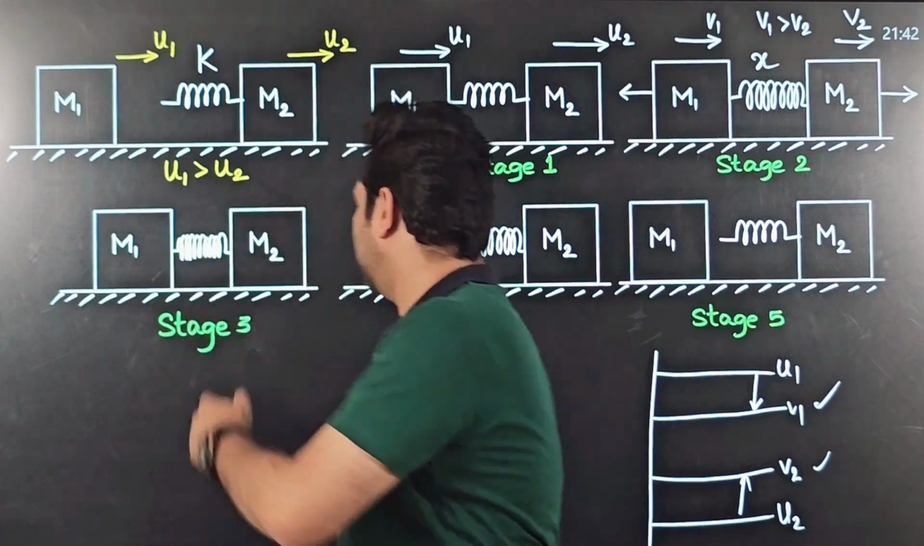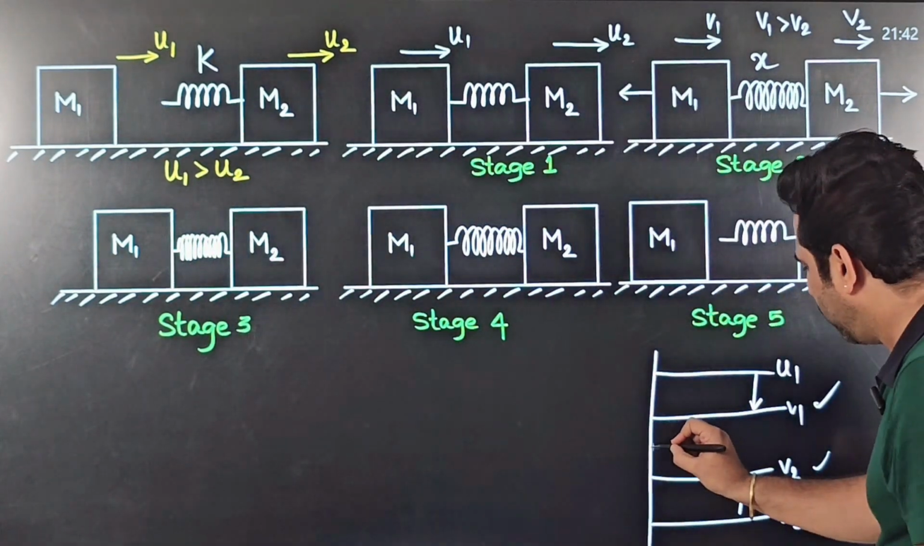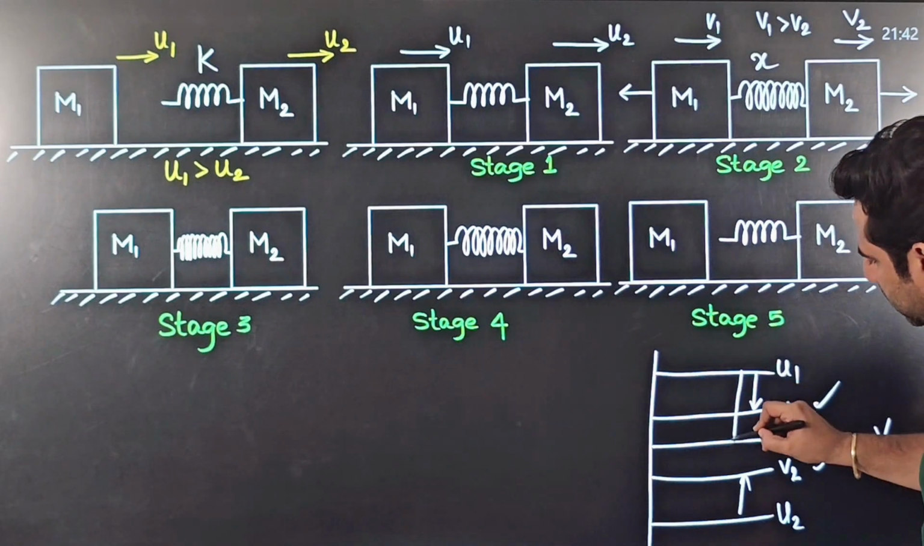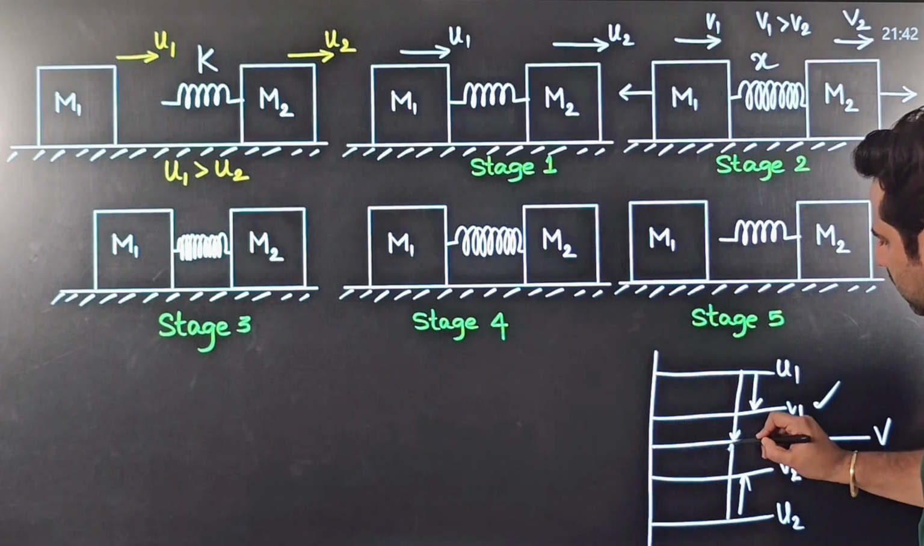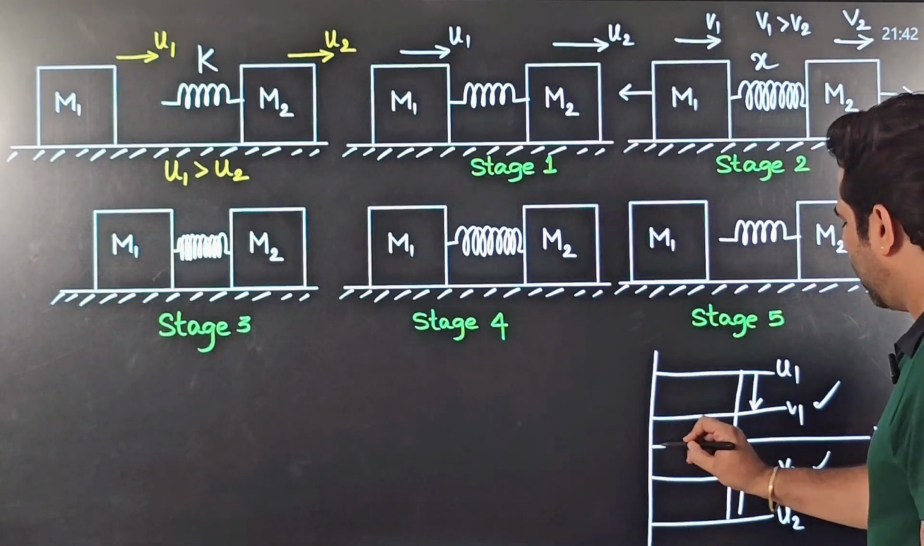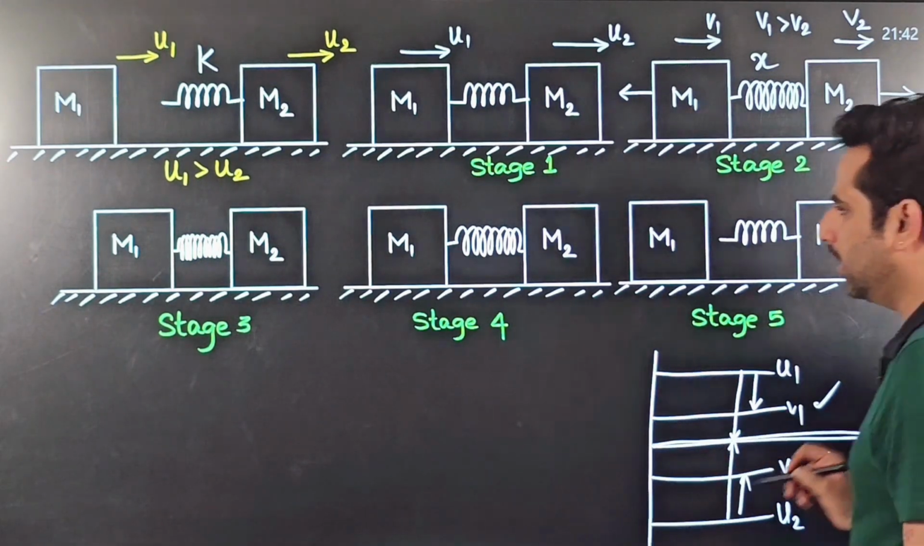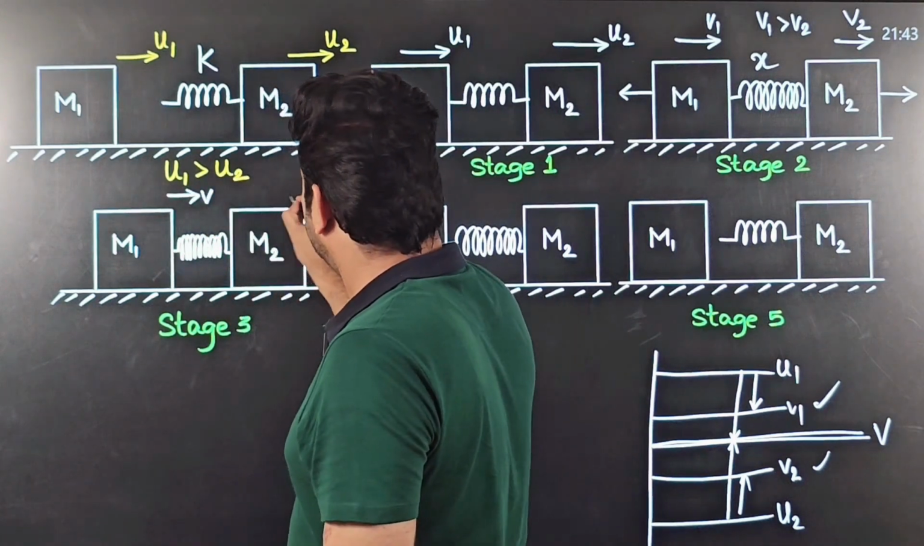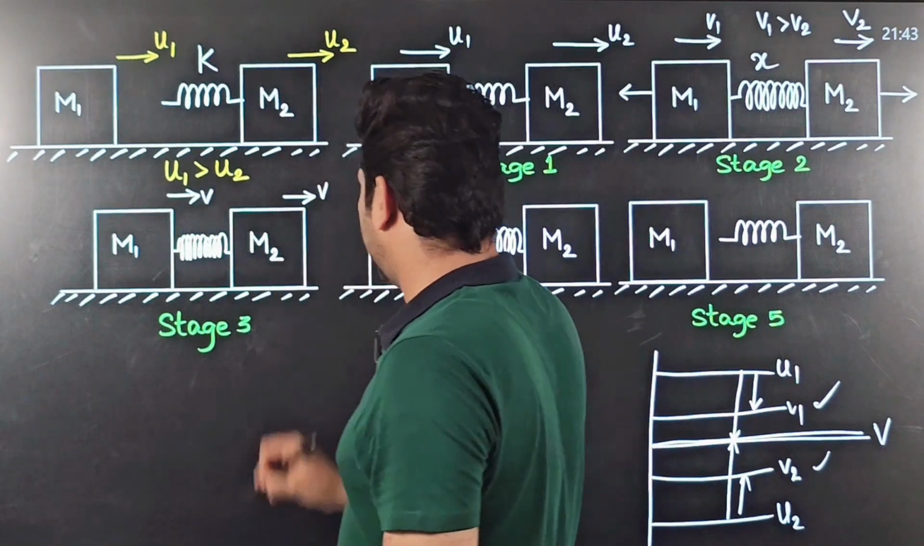Then that leads to stage 3, where both the blocks attain a common velocity. So the velocity of M1 is decreasing, the velocity of M2 is increasing. So there comes a stage where both the blocks attain common velocity V. I call that stage 3. The velocity of M1 is V, right? Of M2 also it is V, right?